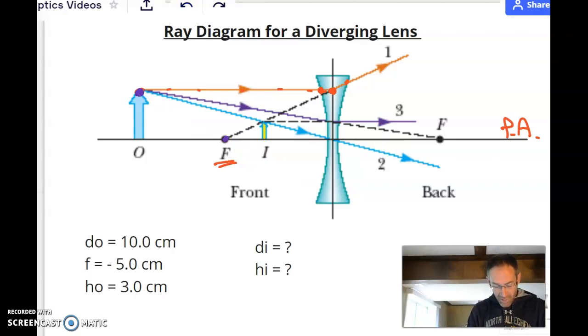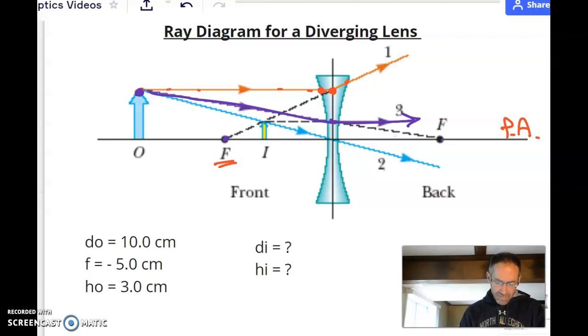No, what I want to do is I want to aim at this other focal point. So you can see what they did here. They drew this, aimed at the other focal point, and then it comes out parallel to the principal axis like that. Okay, so that's our focal ray.